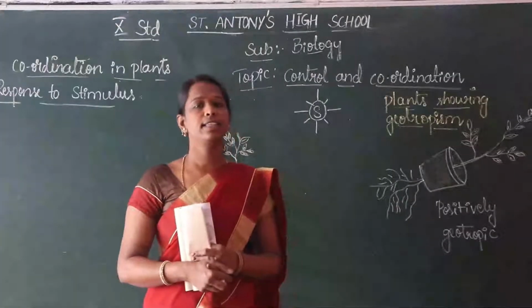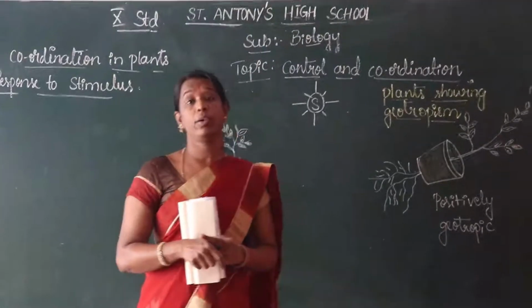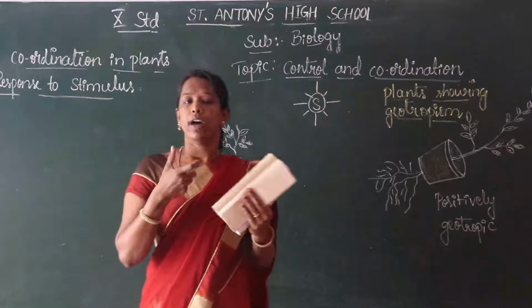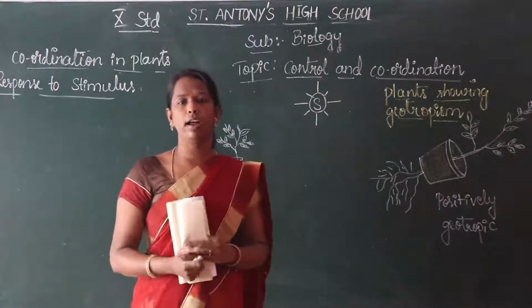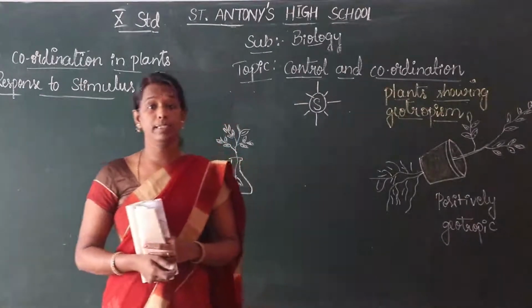Hi children, in the last class we will discuss coordination in animals. So what are the examples of coordination in animals? You know that one. Animals respond to stimuli. For example, when we touch a hot object, we take our hand away immediately. So these are the basic examples.